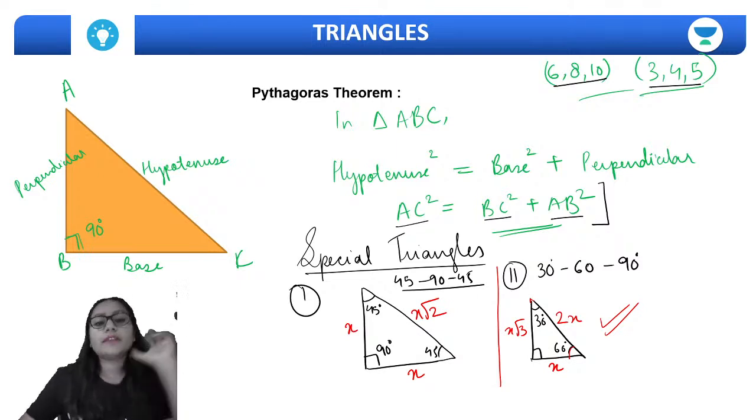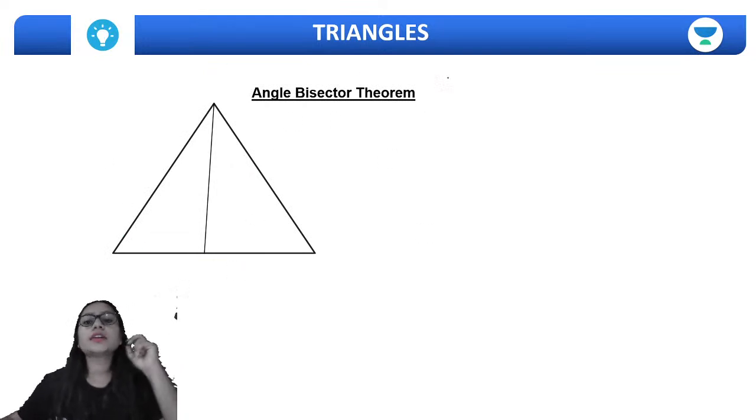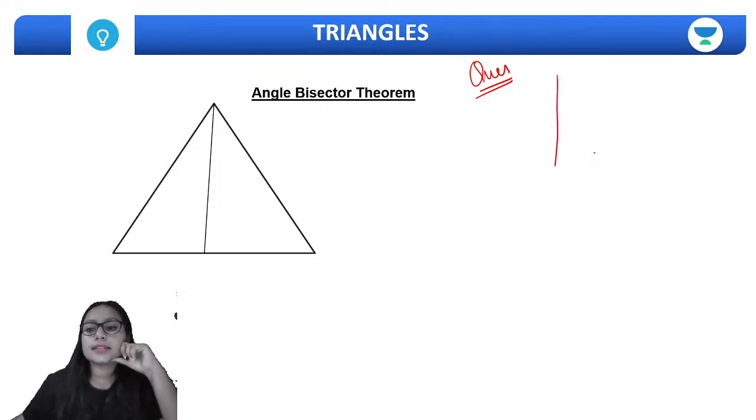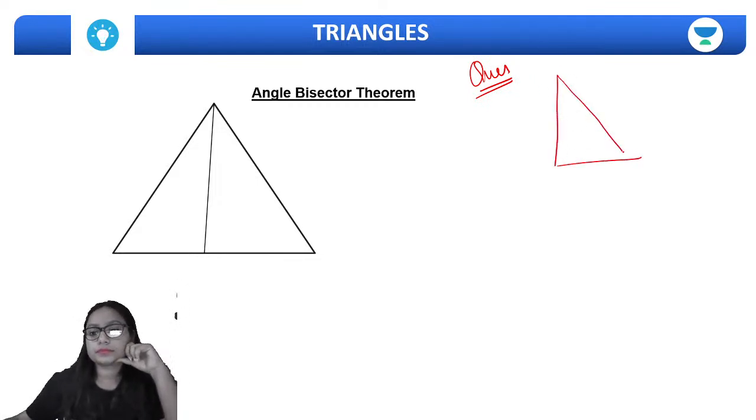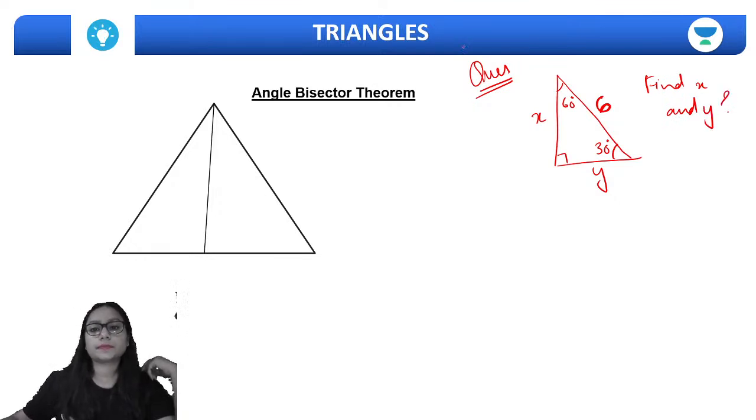Okay. So if this is clear, please solve one question. Just don't look at this side of the screen now. I'm going to give you the question. There is a right angle triangle. Angles are 60 degrees and this angle is 30 degrees. If this side is 6, the length of this side is 6, find the value of x and y. X and y are the sides. Find x and y. Okay, please try to solve this.